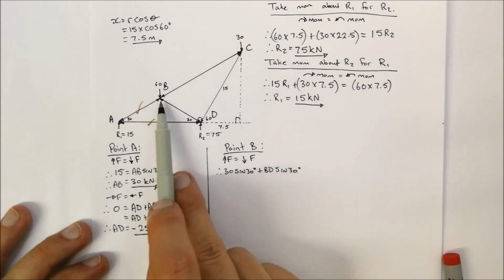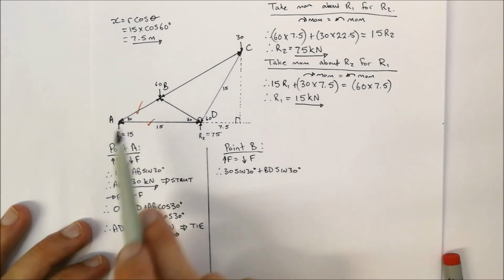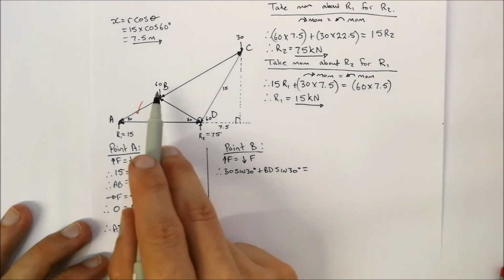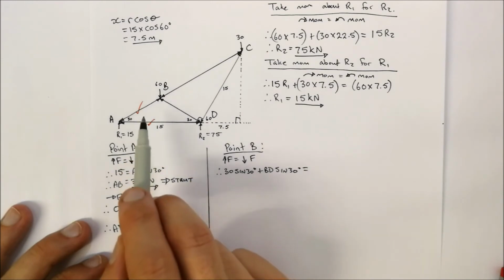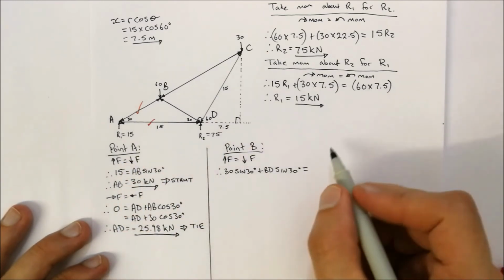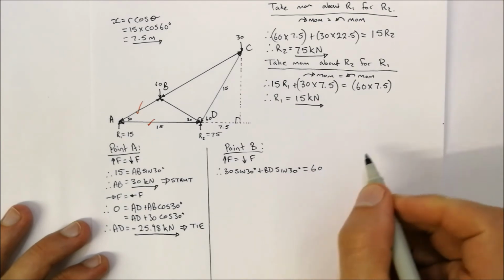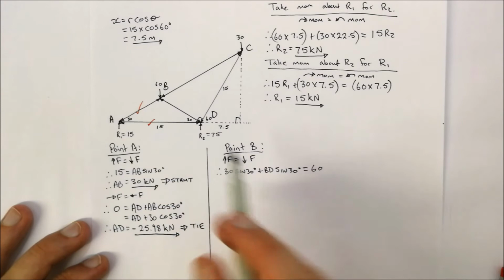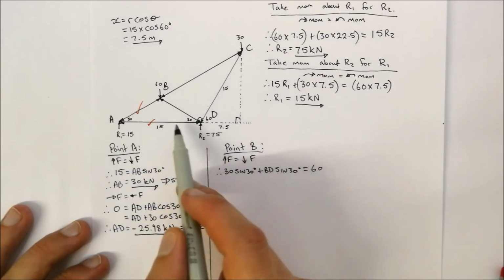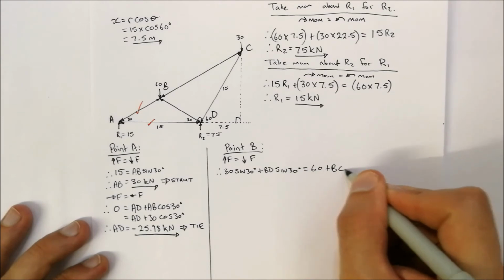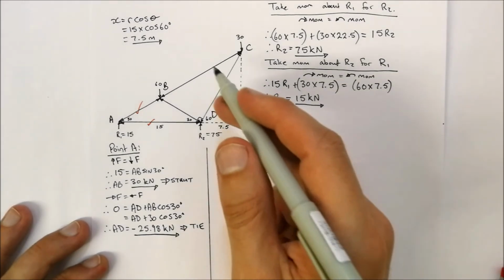Is any other forces going upwards over there? No, none that we can see. So now we're looking at downward forces. Well, we've got the 60 kilonewtons going downwards, so that is going to be 60. And then we've also got BC acting downward, at least with a vertical component. So plus BC.